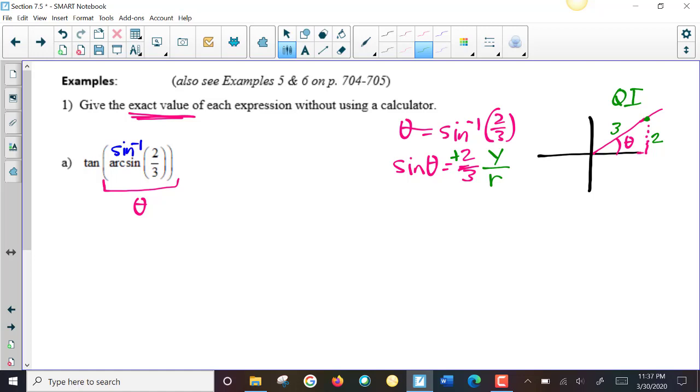Now we can say, okay, well, what are we ultimately trying to find? We're trying to find the tangent of this angle theta that we've drawn over here. Okay, so what do we need for tangent? Tangent, remember, is y over x. So I need the x coordinate, which we can then come up with from Pythagorean theorem. So x squared plus 2 squared is 3 squared.